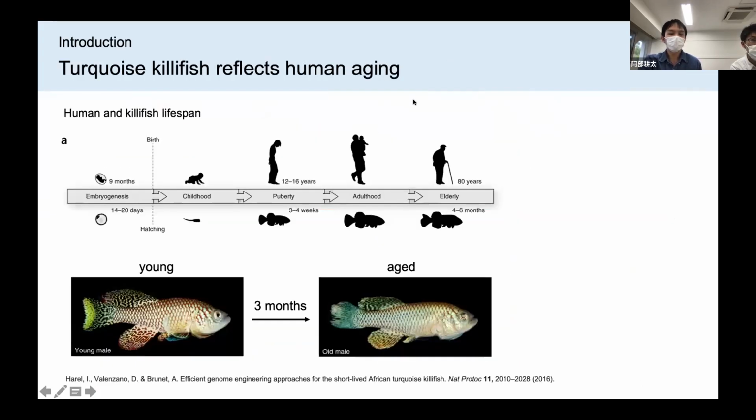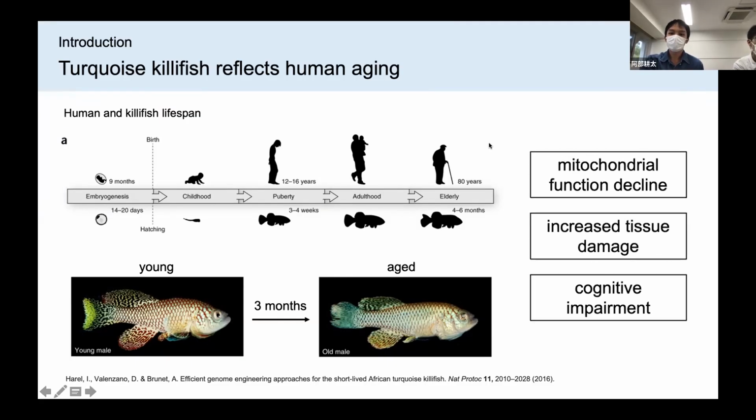So in comparison to human, while human has an average lifespan of 80 years, the killifish has an average lifespan of 4 to 6 months. So this shows that killifish undergoes a very high-speed aging process. But most importantly, the aged killifish showed similar aging phenotypes to those of humans, such as mitochondrial function decline, increased tissue damage, and cognitive impairment.